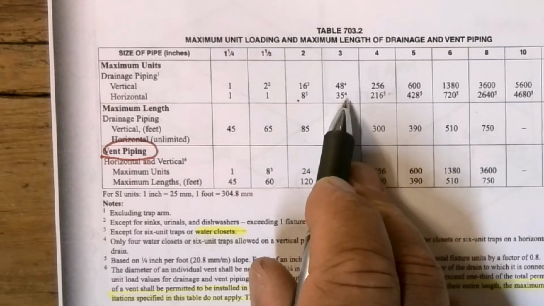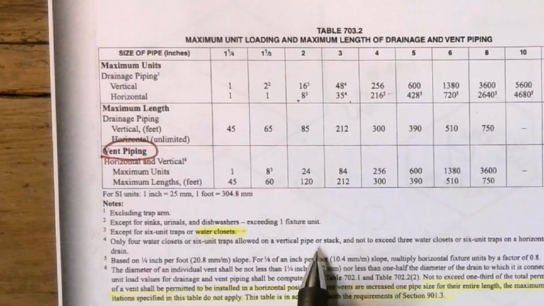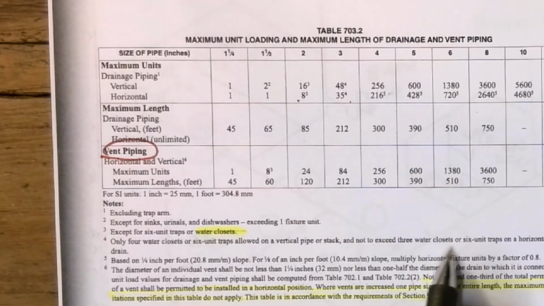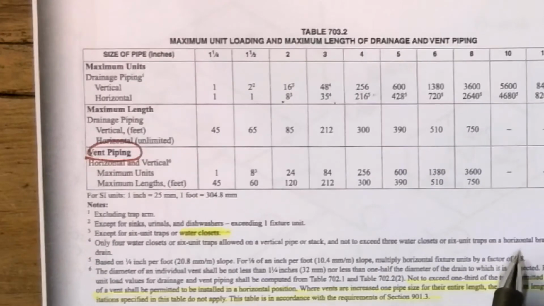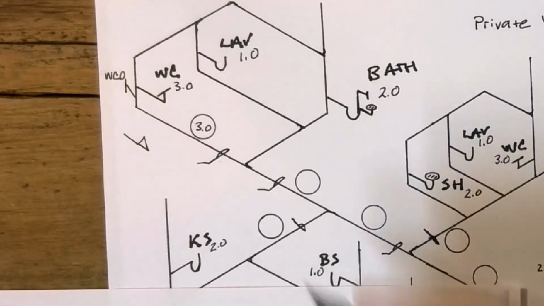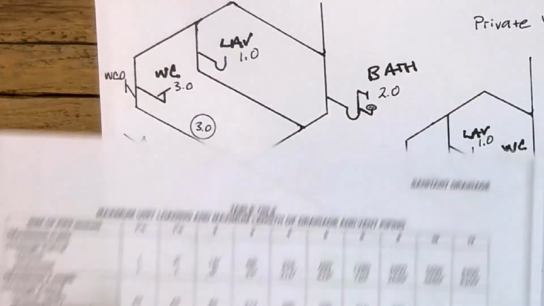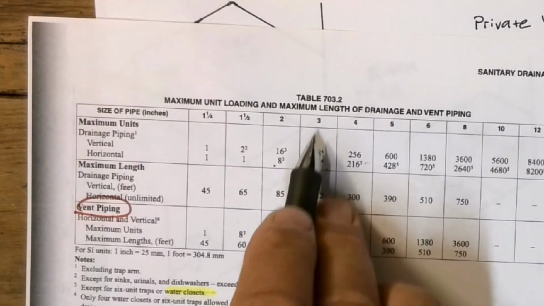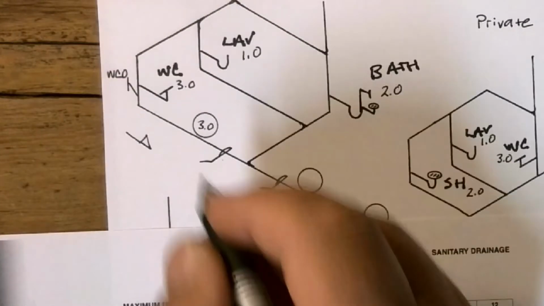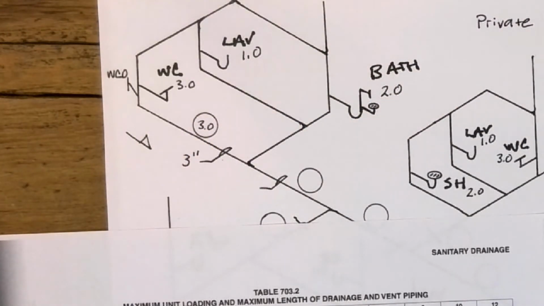And that's note 4. Note 4 says only 4 water closets or 6-unit traps allowed on a vertical pipe or stack, and not to exceed 3 water closets or 6-unit traps on a horizontal branch. Well, this is only 1, and I can do up to 3, so I'm good, right? That means 35 fixture units, bam, 3-inch pipe. So this is 3-inch pipe. Okay?